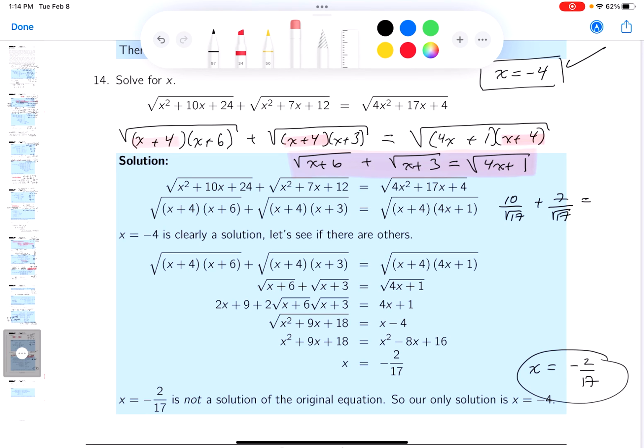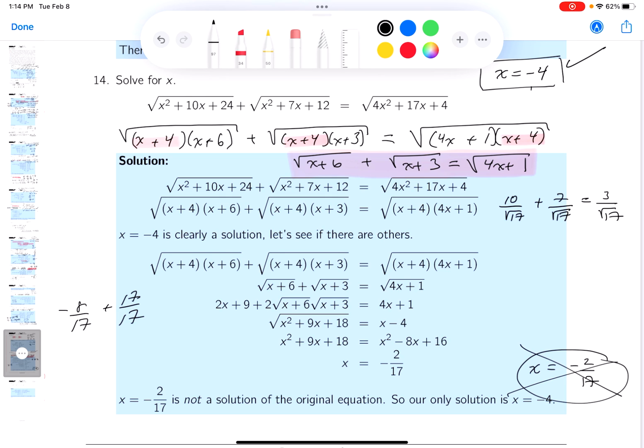Well, that's going to be minus 8 17ths. And then 17 17ths. Well, what do you get there? That would give you 9 17ths, and the root of 9 17ths is 3 over root 17. This is clearly not true. 10 plus 7 is not equal to 3. Now, by the way, their difference may be equal to 3, and that's where this error came in. So the bottom line is this is not an answer.